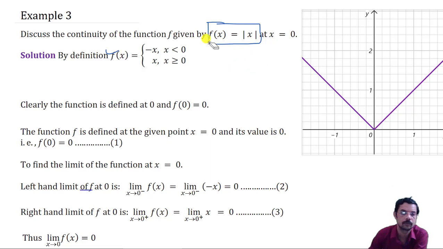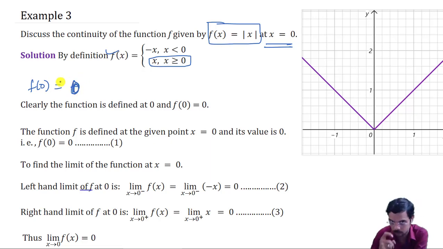Now let us see whether the function is defined at x equal to 0 or not. We have to check it at x equal to c is equal to 0. When we put x equal to 0, this is the part of the definition which comes into play. This is where we need to find f of 0. At 0, the function is defined as x. When x equal to 0, f of x is equal to x, and that is equal to 0. So f of 0 is equal to 0, clearly. Now the function is defined at x equal to 0, it is equal to 0, fine.